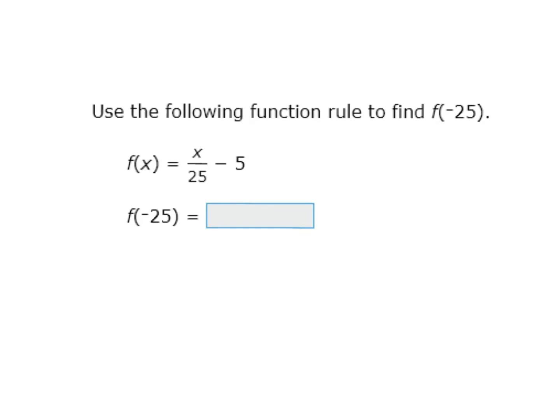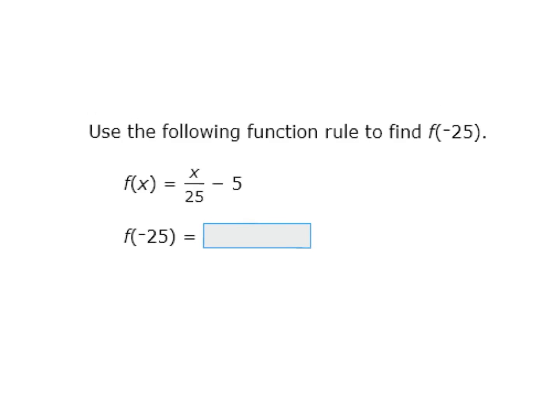Okay, welcome. We're looking at a couple examples of evaluating functions. What you need to understand is that when we're evaluating functions, wherever the x is, whatever's in the parentheses here, you're going to evaluate. This is a function of x, where x over 25 is minus 5. So if you do a function of negative 25, you're saying wherever x is in my equation, I'm going to use what's in the parentheses here.